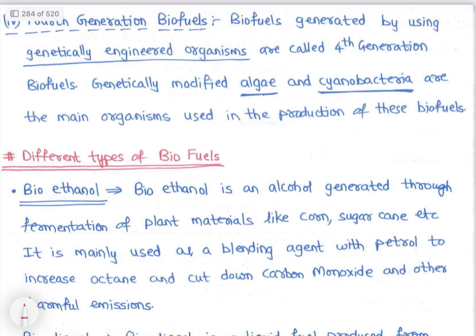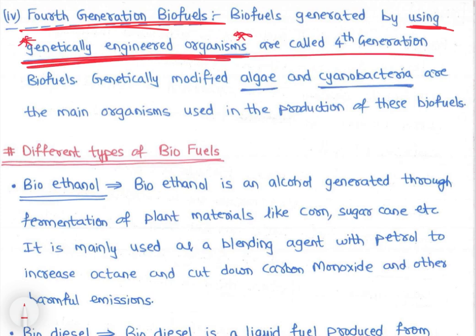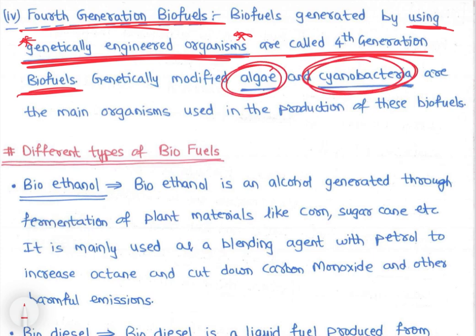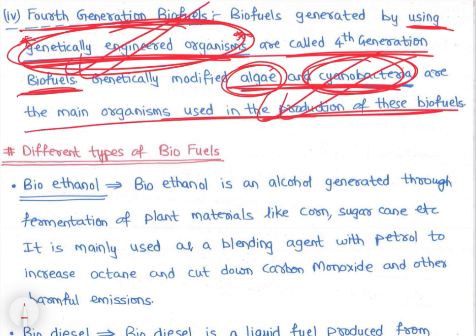Then next is fourth generation biofuels, that is biofuels generated using genetically engineered organisms, right? Genetically engineered organisms are called fourth generation biofuels, that is genetically modified algae and cyanobacteria, where algae can grow quickly, right? Cyanobacteria can grow quickly, right? They are called genetically modified organisms. They are the main organisms used in production of fourth generation biofuels. If we are using genetically modified algae or other organisms, that is called fourth generation biofuels, right?